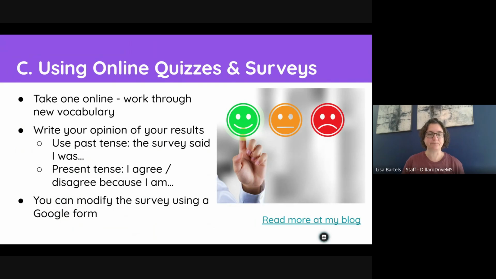And so the survey becomes a reading activity, but then it becomes a language model for students' own writing. Sometimes these surveys, sometimes the websites are kind of janky. They might have lots of ads that pop up and stuff. Or maybe they just have content you don't want. You can modify the survey by just copying and pasting it into a Google form.